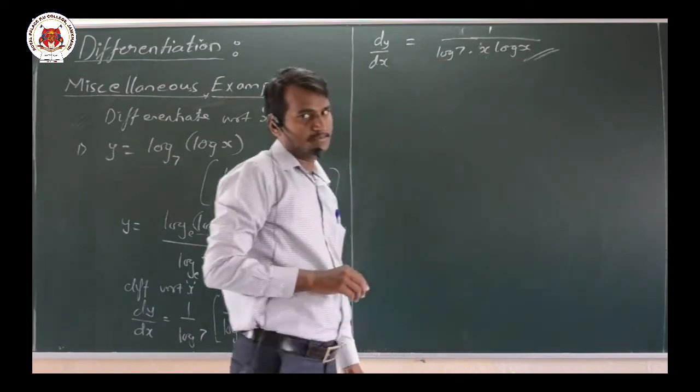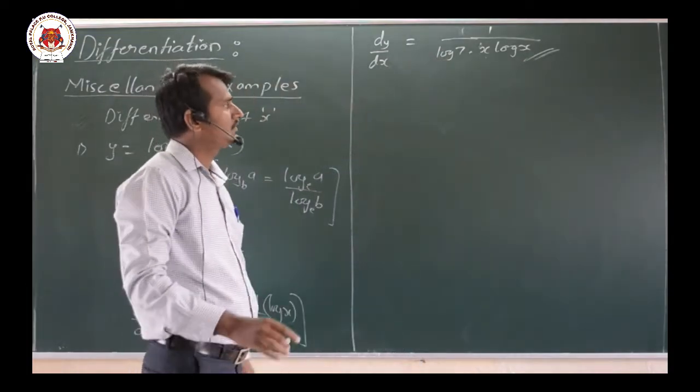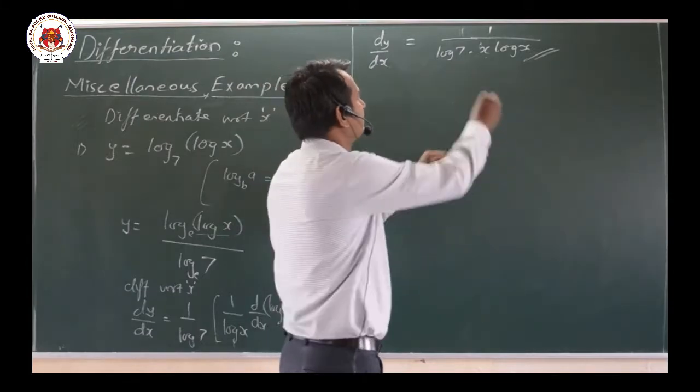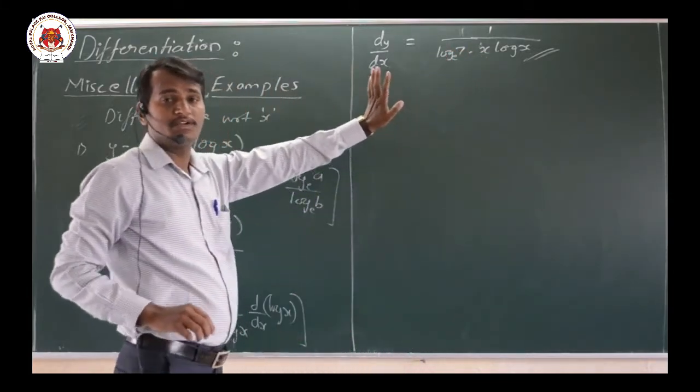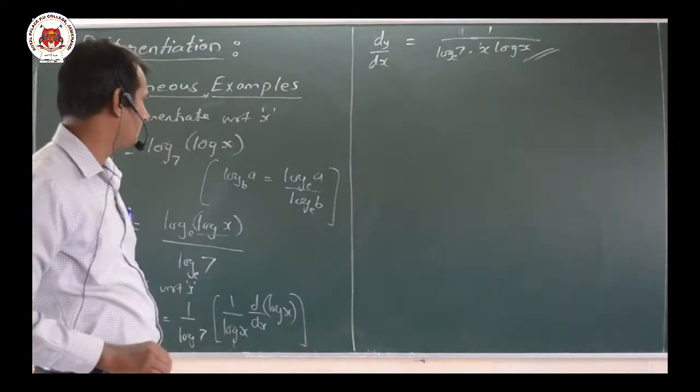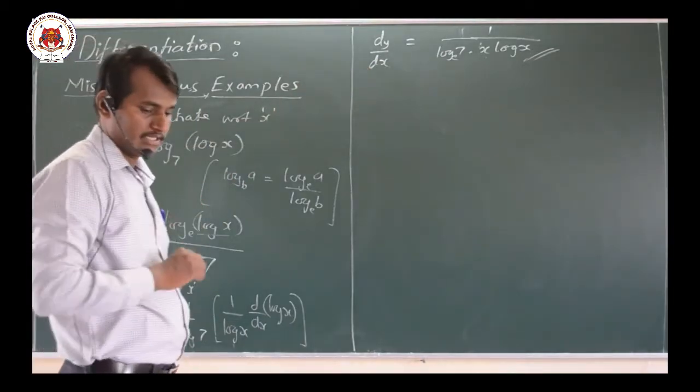Very simple example. Some of you, if you are not writing log 7 to the base e, then the problem is exactly wrong here. You will not be awarded full marks, you will get directly 0 marks. This is one kind of problem.